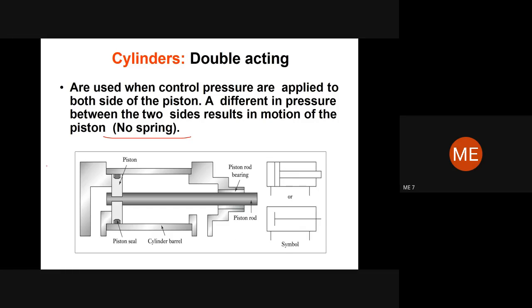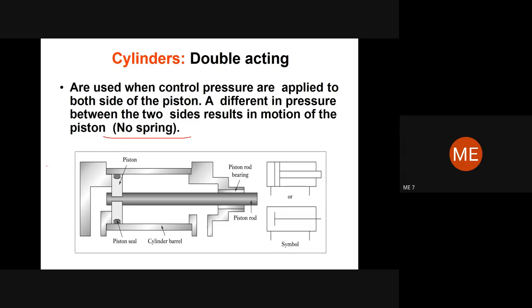Now, when there is no spring, earlier the spring was used for the purpose of retraction, meaning to send it back to the original position. So when there is no spring, how I could achieve the retraction is important. Therefore, when there is no spring, there is no question of stored energy. Energy is not stored. Therefore, you require one more actuation method for the purpose of sending it to the initial position.